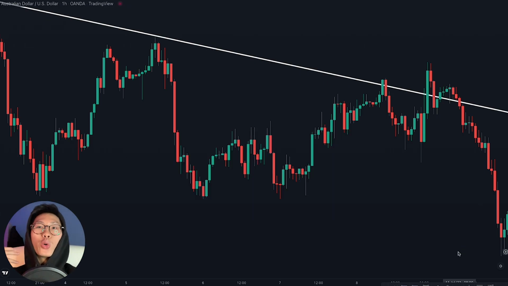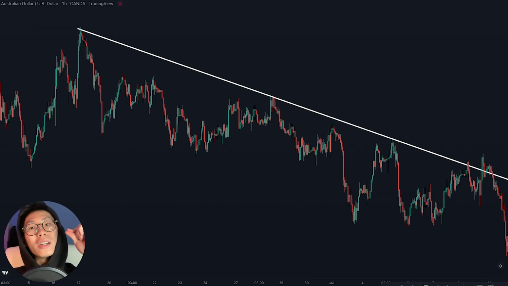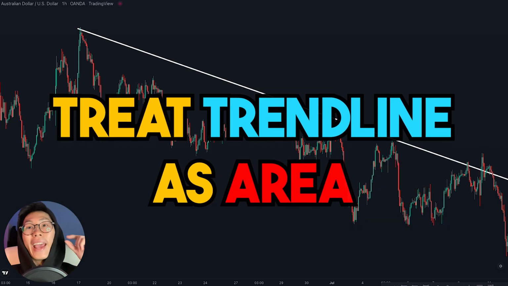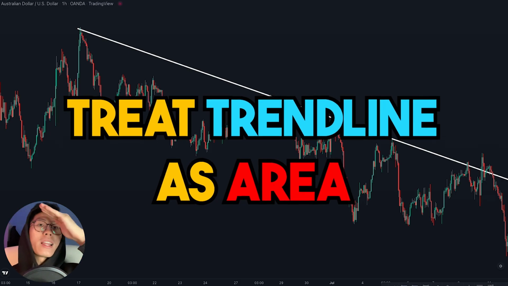So what do you actually do in this case? You need to remember that trend lines are just like your support and resistance levels, except that they are diagonal instead of straight. So you actually need to treat them as an area instead of just one line.